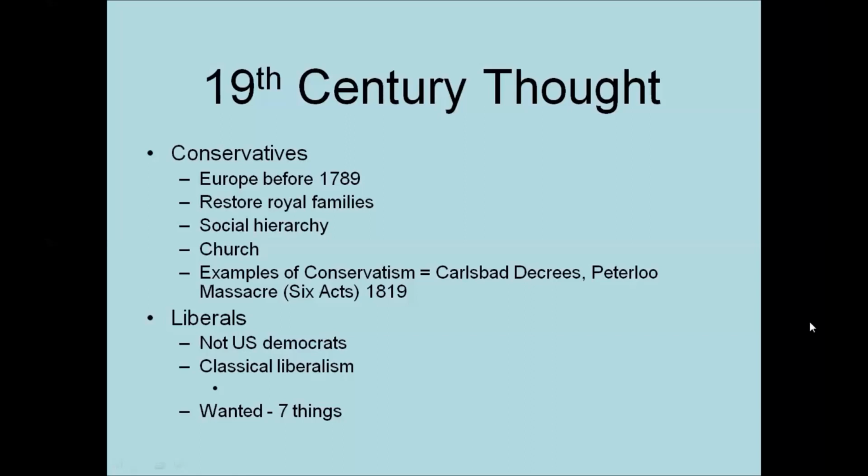Then you have the liberals. The liberals, again, are not the U.S. Democrats. This is very similar to the information I gave you in the Romanticism lecture, so I'm going to just really quickly review it. Classical liberalism, what do they want? They want a written constitution. They want separation of powers. They want to get rid of divine right monarchies. They want some sort of republican form of government. They want to protect basic rights. They want male property owners to have the right to vote, and they support laissez-faire free trade.